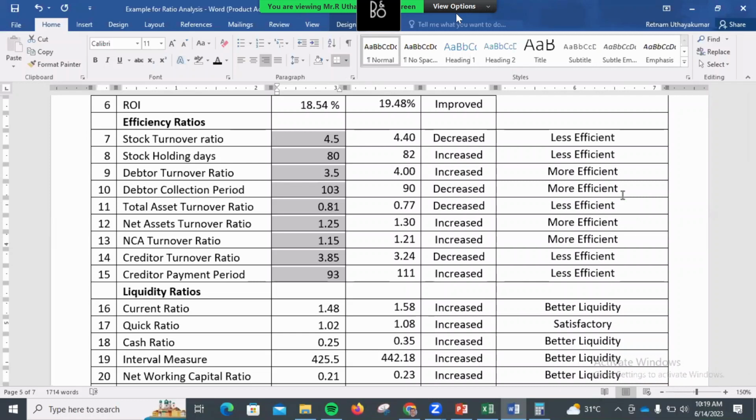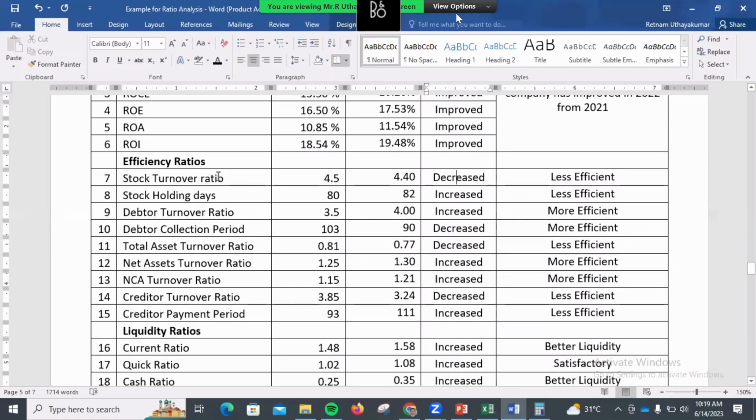So stock turnover 4.5 is the previous year's. Now has it increased or decreased? Decreased. Stock turnover has decreased. Stock holding period increased. Debtor turnover increased. Debtor collection period decreased. Total asset turnover decreased. Net current asset turnover increased. Creditor turnover decreased. The creditor payment period increased. Right. So now you can give a comment over it as efficiency.